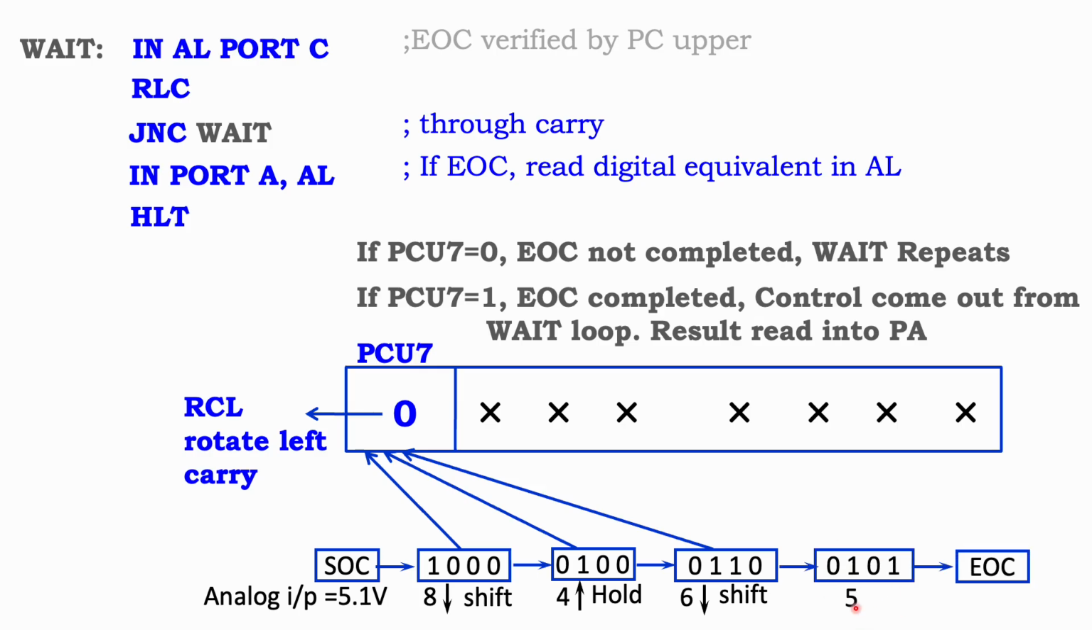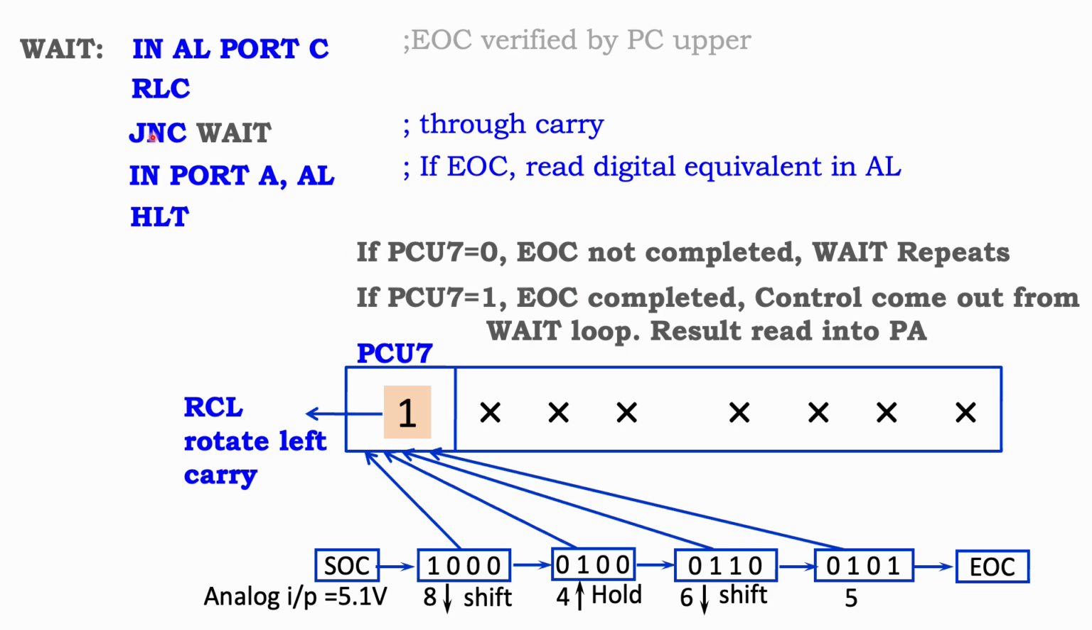See, 5 volts. So approximately the analog input voltage is converted to digital. Now the port C upper will be triggered, initiated as 1, meaning the carry is 1, not 0. Then the wait loop comes out of the simple loop we wrote in the assembly language program. Now the control will come out. Now port C upper is triggered as a 1. So EOC is achieved, meaning the end of the conversion is completed.